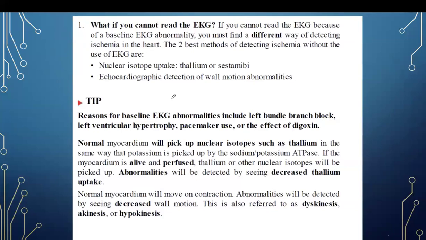What if you cannot read the ECG because there is an abnormality? Let's say there is an abnormality in the ECG, like left bundle branch block or left ventricular hypertrophy, the patient is on digoxin, or the patient has a pacemaker. When there is an abnormal ECG, we can't rely on an exercise tolerance test or stress test. So ETT is not done in a patient who already has an abnormal ECG. What would we do in that patient?